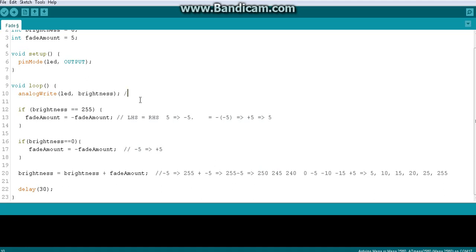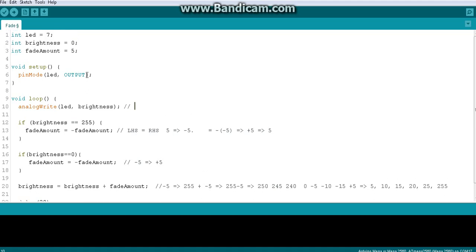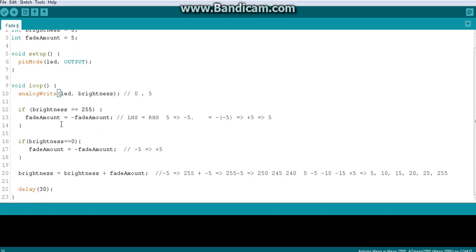At the initial state, the brightness amount is 0. Okay, what's the brightness amount? It is 0. Sorry guys, the brightness amount is 0 and the fade amount is 5. So initially we give 0 for the brightness amount. But the problem is, brightness is 0, fade is 5.